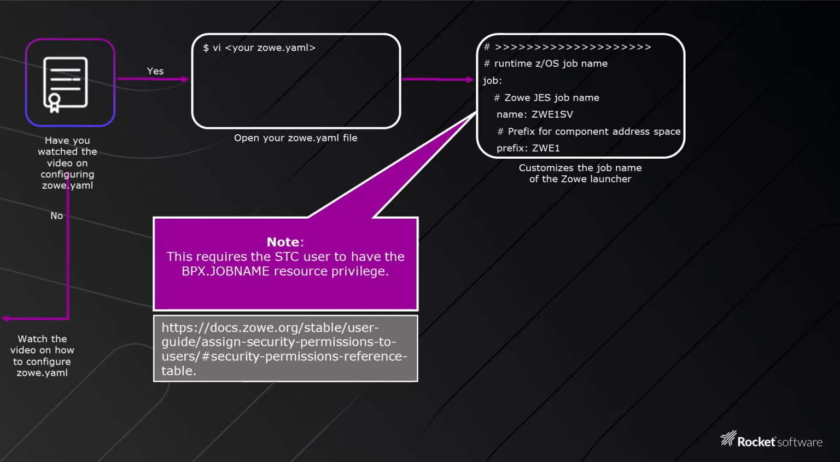The job section customizes the job name of the Zowe launcher and sets the prefix for each component that is started by the launcher. We have used the job name Zowe1SV as configured in the Zowe configuration file. For demo purposes, you can use a different job name as per your requirement.